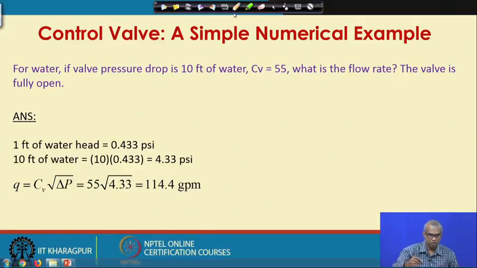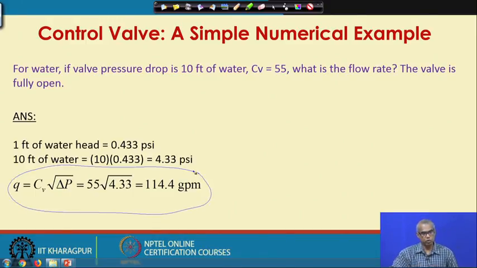Then you just put the values into the formula Q equal to CV into square root of delta P. Note that the valve is fully open. So, this gives you the flow rate equal to 114.4 gallons per minute. Take care that the unit is gallons per minute.